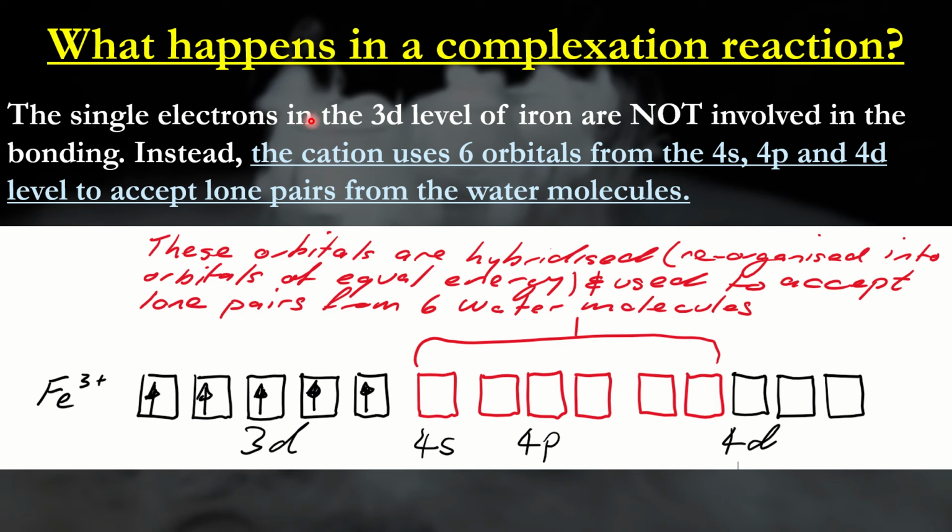The single electrons in the third d level of iron are not involved in the bonding. However, the cation uses the 6 orbitals from the 4s, 4p, and 4d levels to accept lone pairs of water molecules. In total, and you don't really need to know the reason why, iron can accept 6 water molecules to fill up the orbitals and to form ligand pairs.